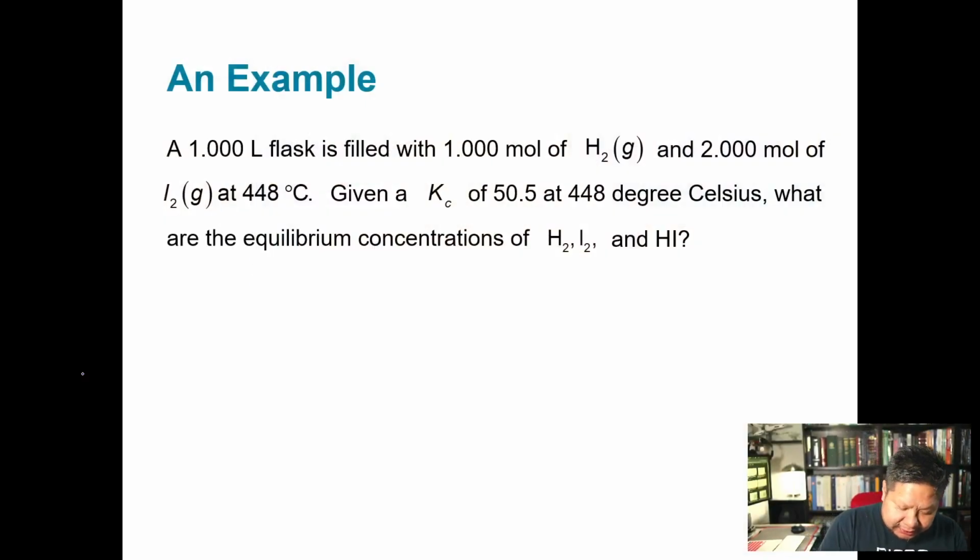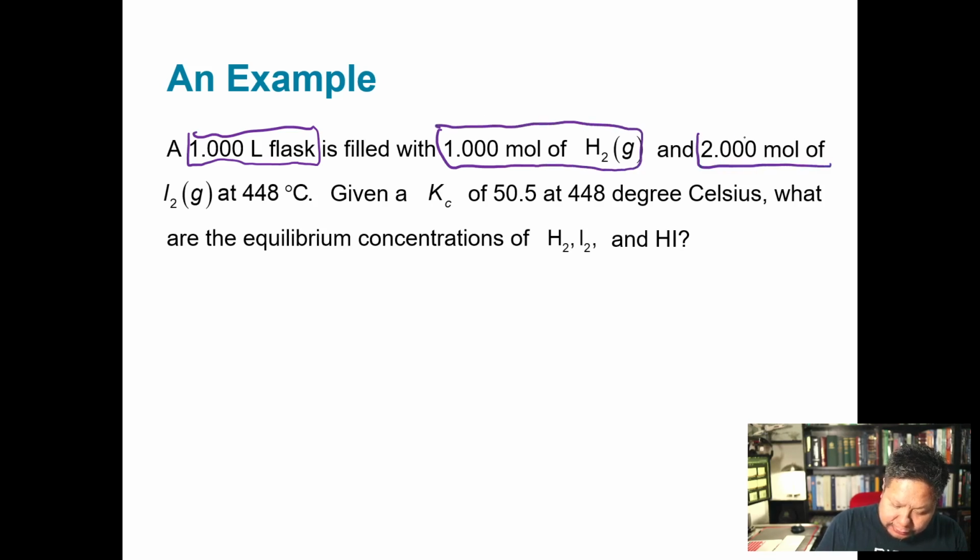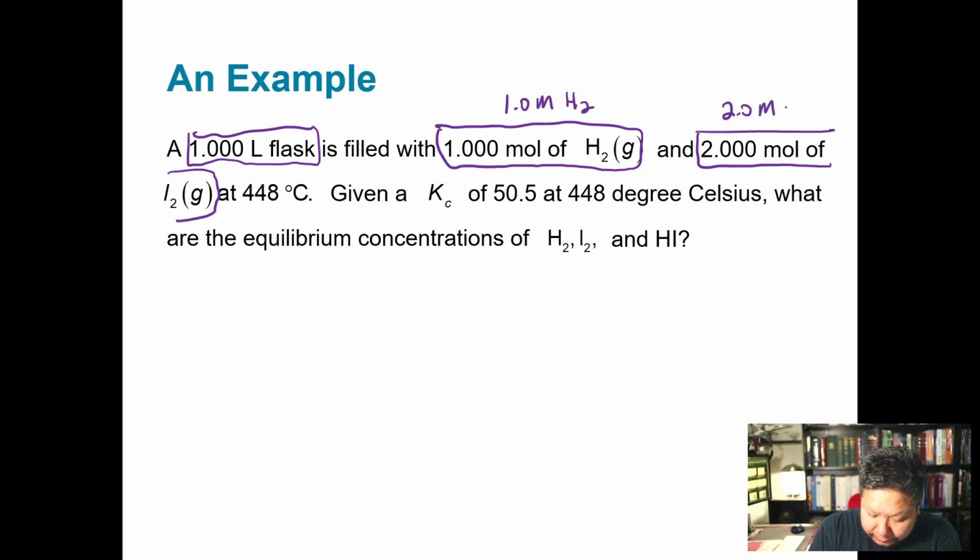So the first thing to note is that we have a 1 liter flask. And in this 1 liter flask we have 1 mole of hydrogen gas and 2 moles of iodine gas. That's helpful because it tells us what the concentration of each gas is in the flask, right? So for hydrogen gas, it's going to be 1.0 molar. And then for iodine gas, 2.0 molar.